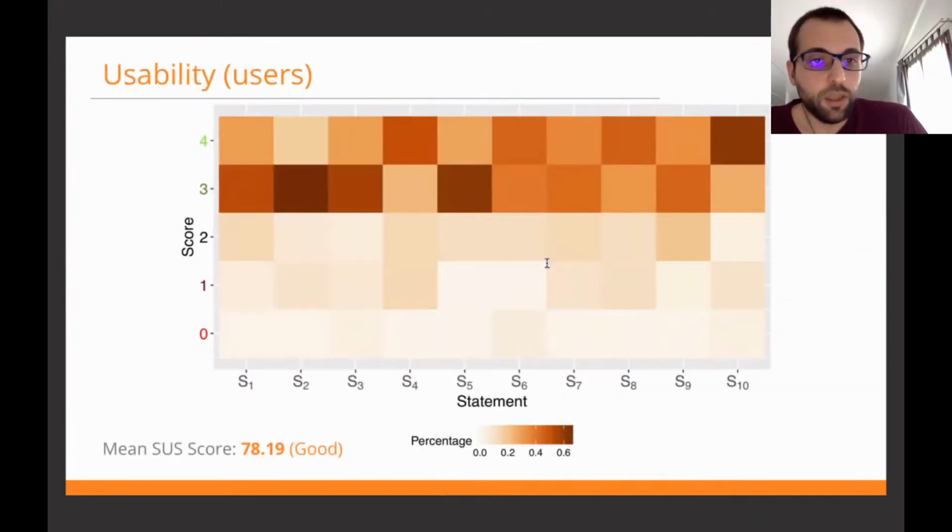In the same experiment, we also measured the usability from the end user's point of view. To do so, we used a standard set of questions called the System Usability Scale, which is used to assess the usability of a system. You can see the results of this evaluation, and you can see that also in this case, the users found that the usability of our approach was quite good, so it was more than acceptable.